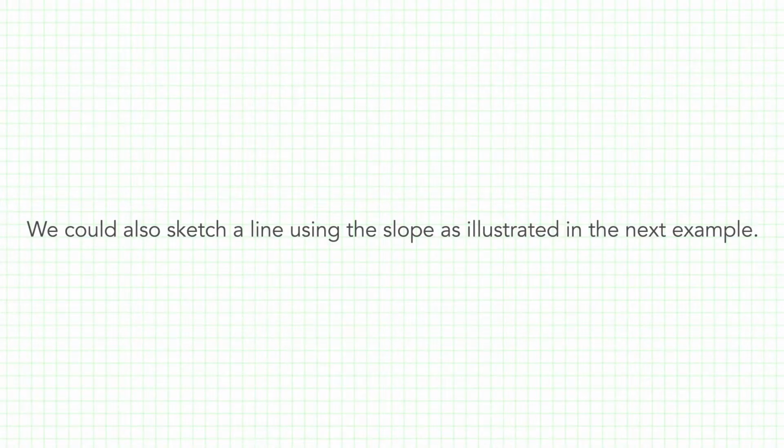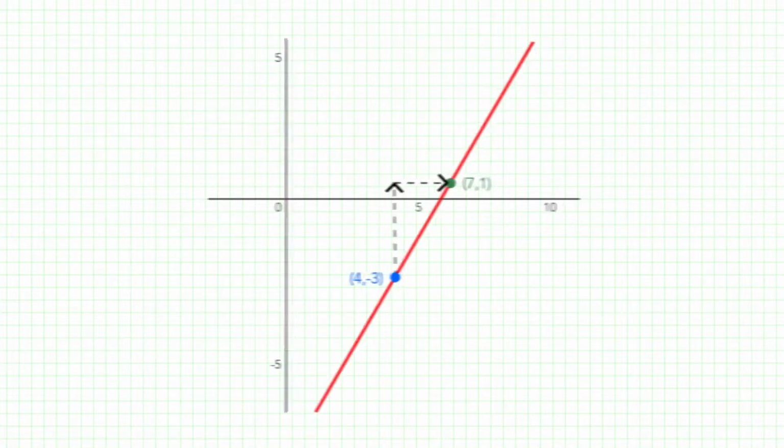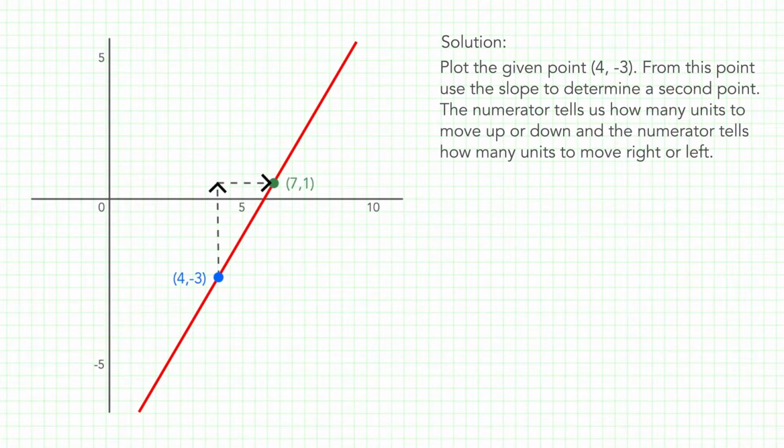We could also sketch a line using the slope as illustrated in the next example. Example 2. Sketch the line passing through point (4, -3) with a slope of 4/3. Solution. Plot the given point (4, -3). From this point, use the slope to determine a second point. The numerator tells us how many units to move up or down, and the denominator tells how many units to move right or left. m is equal to 4 over 3, which is equal to rise over run.